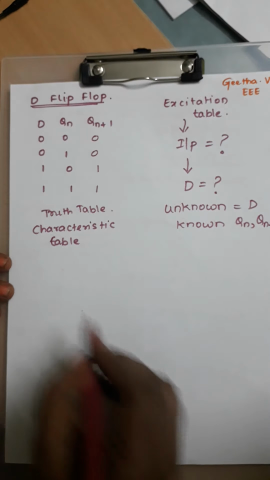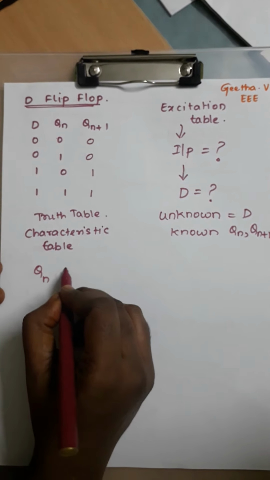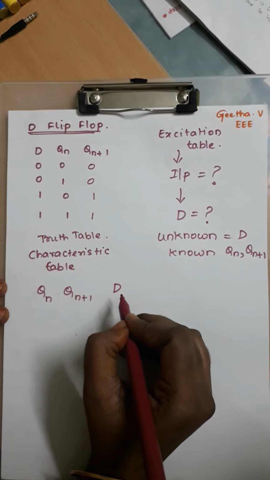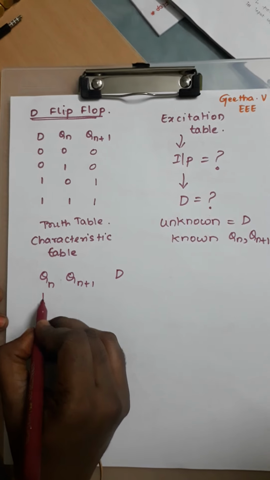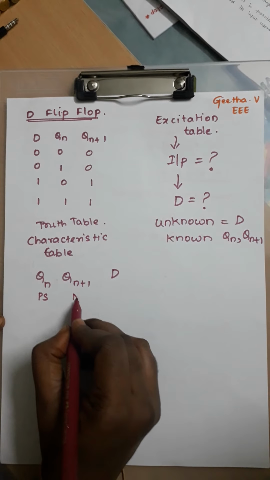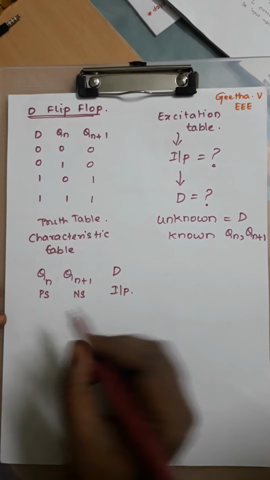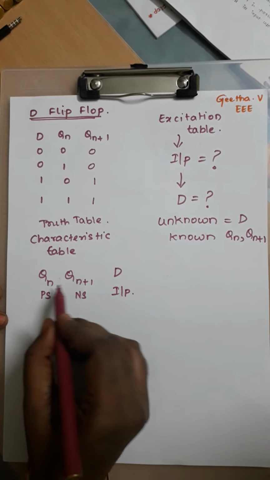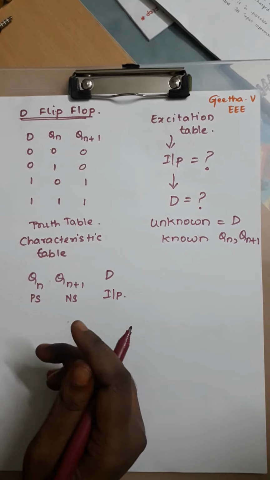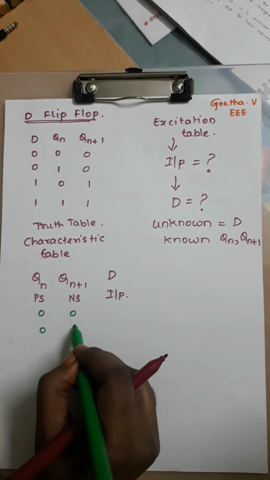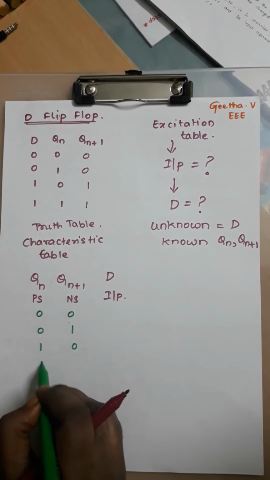So now let me just go on for making a table. Qn, Qn plus 1 and D. We are going to find what is D. This Qn is nothing but the present state. Qn plus 1 is your next state, and this is nothing but your input. So now, when you have only two states, there is the possibility of having only conditions like 0, 0, 0, 1, 1, 0, 1, 1.